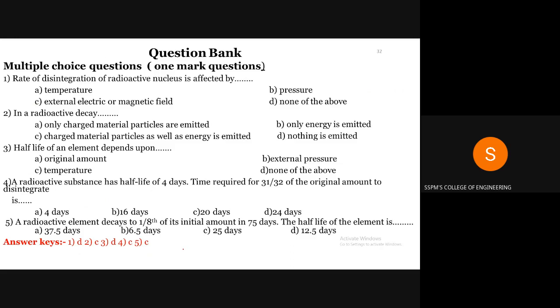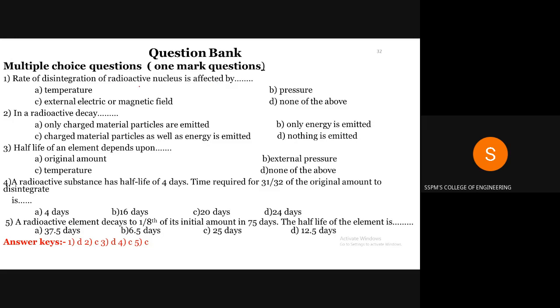So here are some sample MCQs. The first one: rate of disintegration of radioactive nucleus. Whatever theory you have studied, as per that, you should be able to solve these 5 MCQs in a very easy manner. The rate of disintegration of radioactive nucleus is affected by temperature, pressure, external electric or magnetic field, or none of the above.